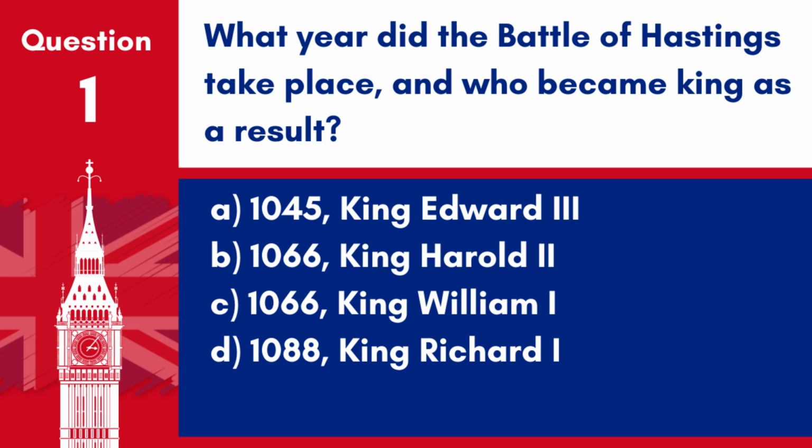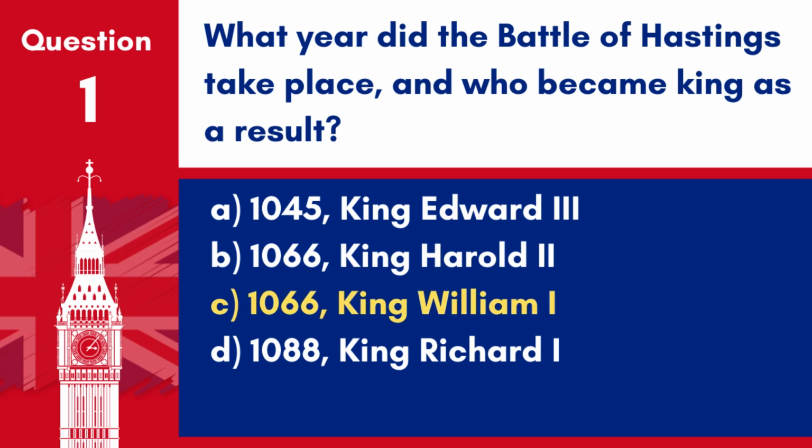Question 1. What year did the Battle of Hastings take place, and who became king as a result? A. 1045, King Edward III. B. 1066, King Harold II. C. 1066, King William I. D. 1088, King Richard I.